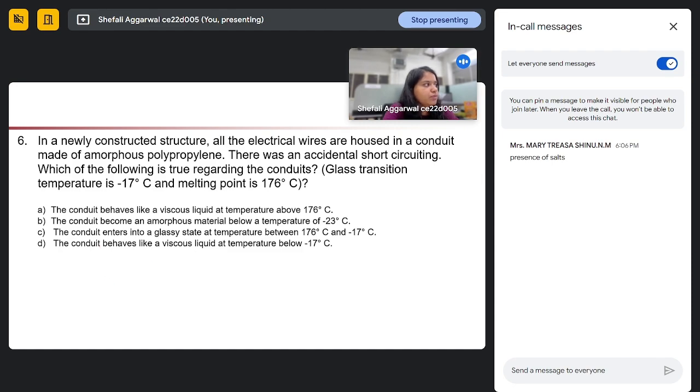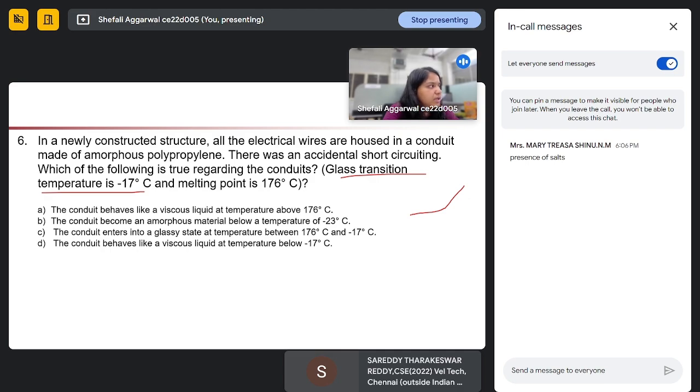So, what we told about glass transition temperature is the temperature above which materials start behaving as an elastic material, right? So above minus 17 degrees it will behave as an elastic material, and below this temperature it will behave as an amorphous material. So statement B will be correct. It will behave as an amorphous material below the temperature minus 23 degrees Celsius, or we can say minus 17 degrees Celsius.